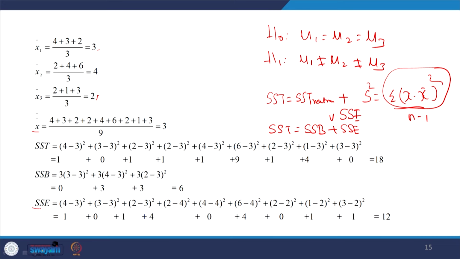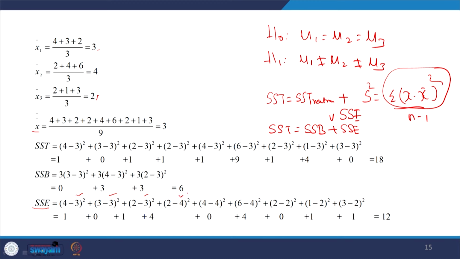Then I will find out SSE, that is the error sum of square, the inherent variance. For inherent variance, when you look at column 1, the first element is 4, the mean of the first column is 3. So, (4 minus 3) whole square plus the second element 3 minus the mean of the first column, this 3. So, (4 minus 3) whole square plus (3 minus 3) whole square plus (2 minus 3) whole square.